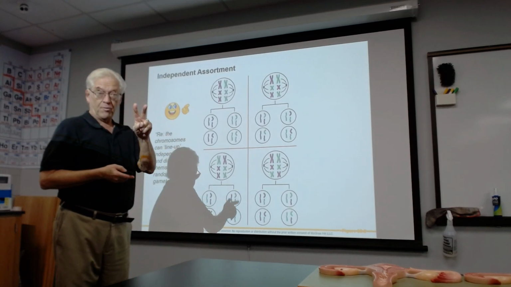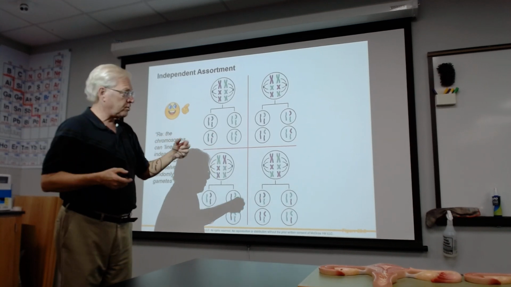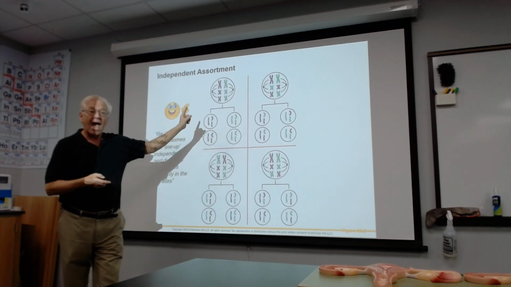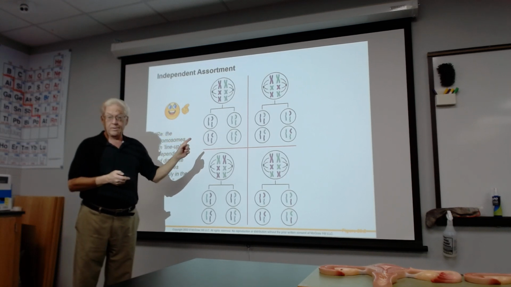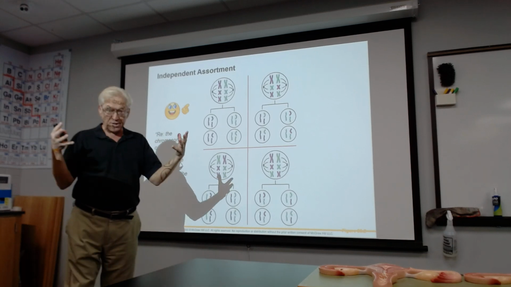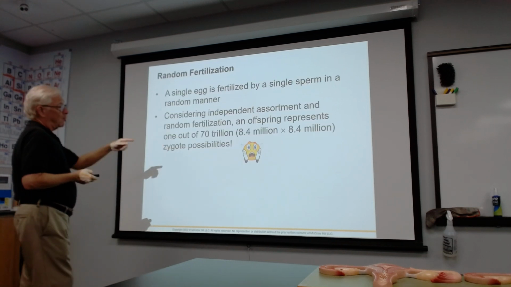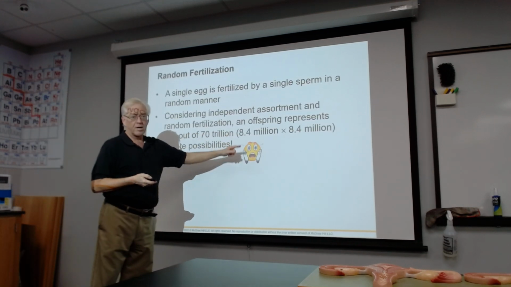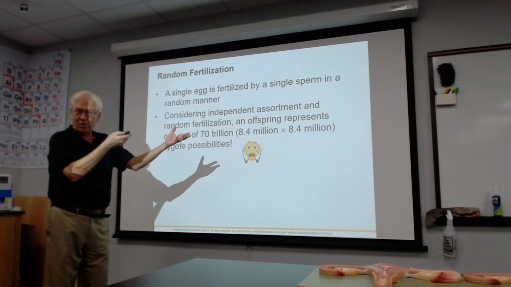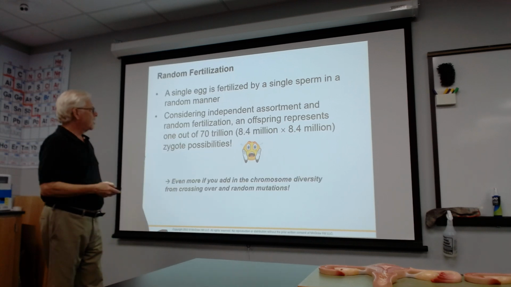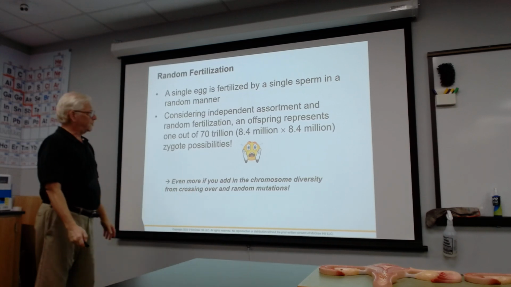So we have crossing over, we have independent assortment, or segregation, as they say, separation, which happens in anaphase 1, and crossing over is in prophase 1. But of course, the majority of our differences come from the fact that it's two different people coming together. Okay, and that's why we can end up with 70 trillion combinations in 46 sets of chromosomes, 23 and 23. Got it? All right. And even more if you add diversity with crossing over and random mutations and stuff. All right.